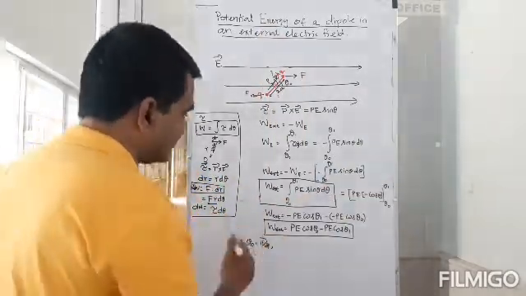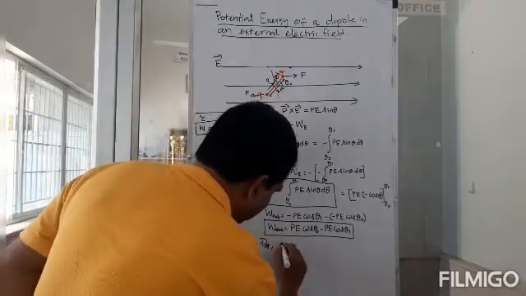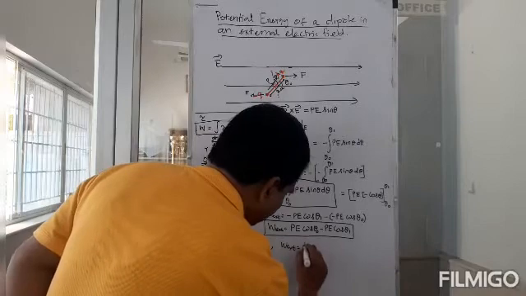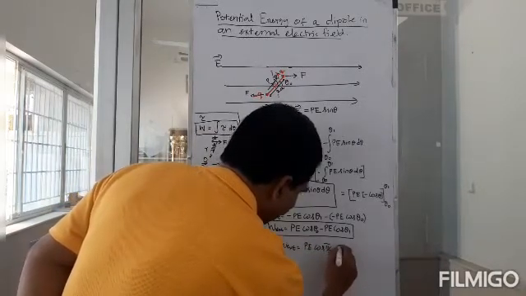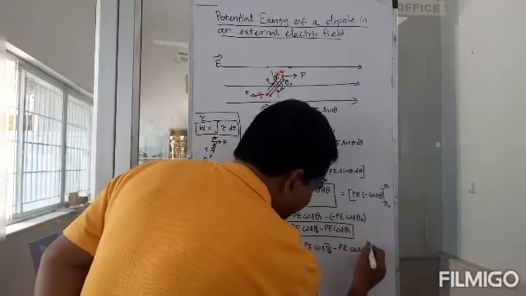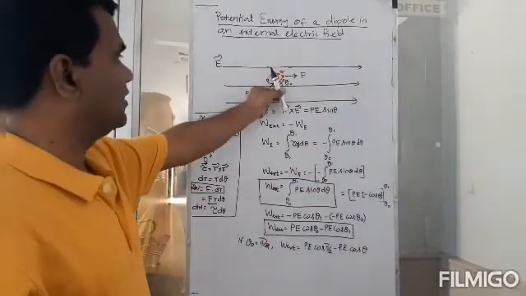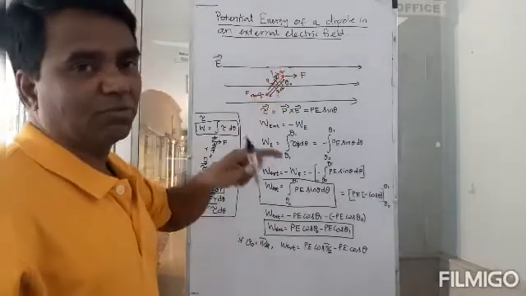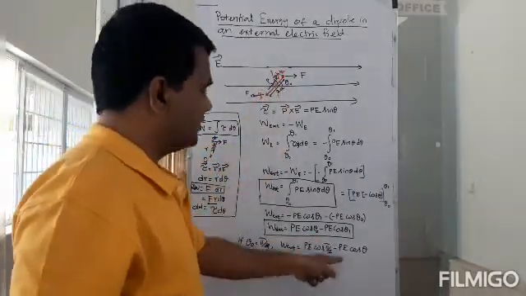So I can say that if we choose theta naught equal to pi by 2, then the work done by the external force can be given by PE cos pi by 2 minus PE cos theta, for any theta. So what is the potential at theta 1? It's simply minus PE cos theta 1. What is the potential at theta 2? Simply minus PE cos theta 2.